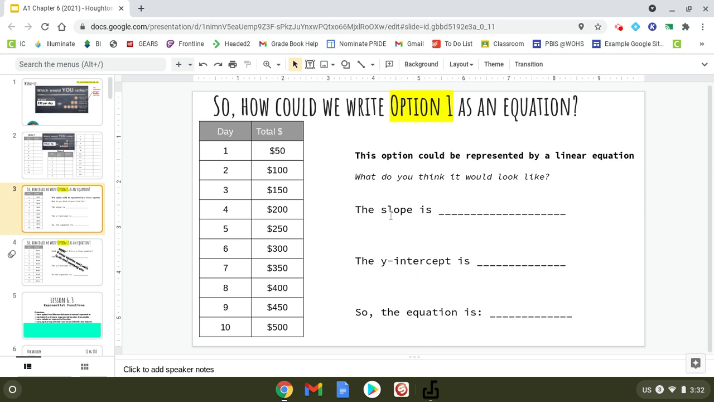So if I want to try to create the slope for this, what is my rate of change? My rate of change here is 50 for each day. So basically it's going up by 50 every single day. Our y-intercept would be 0 because they haven't given you any money yet on day 0. Basically, you haven't run into the situation. So the equation would be y equals 50x. So we can represent it using something we already know.